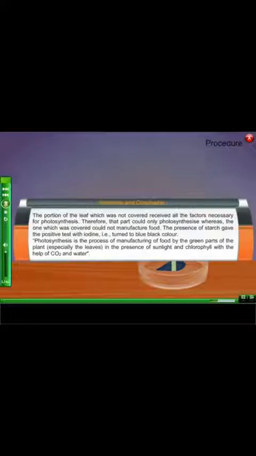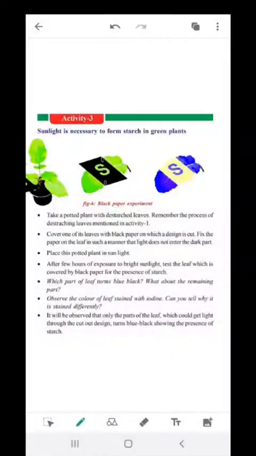Photosynthesis is the process of manufacturing of food by the green parts of the plant, especially the leaves, in the presence of sunlight and chlorophyll, with the help of carbon dioxide and water. Now let us discuss an activity. Sunlight is necessary to form starch in green plants. This is also known as black paper experiment. What is the aim of this activity? Sunlight is necessary to form starch in green plants.